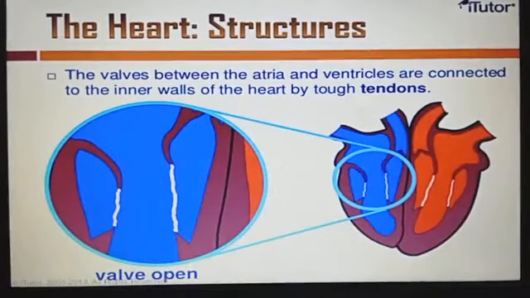The presence of valves is seen in between the atria and ventricles. The inner walls of the heart are connected by tough tendons, and there are valves between the atria and ventricles. They are separated by valves. The valves open and close to let the blood pass through them, and thereby it regulates the blood flow.